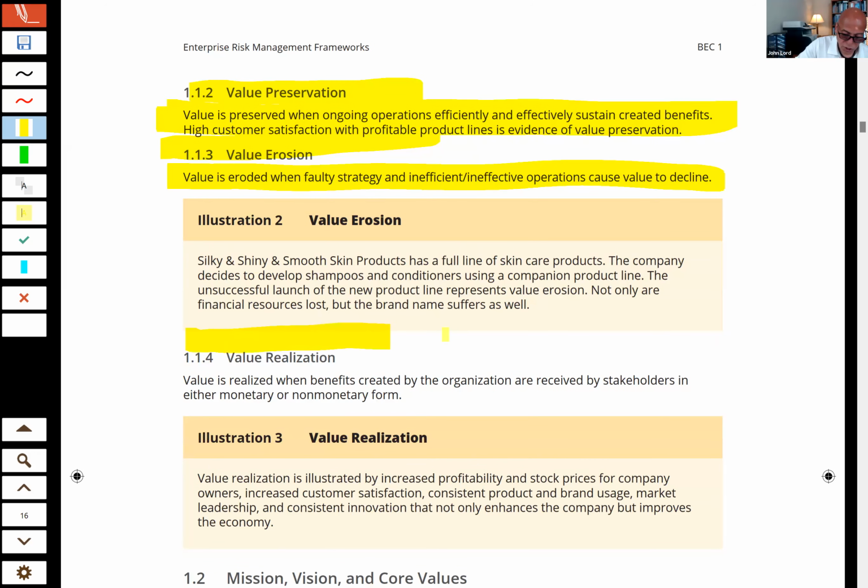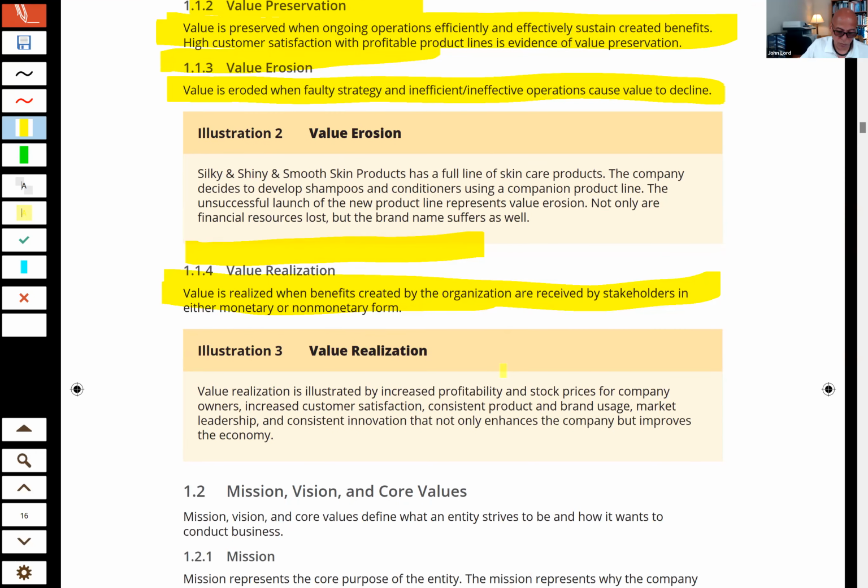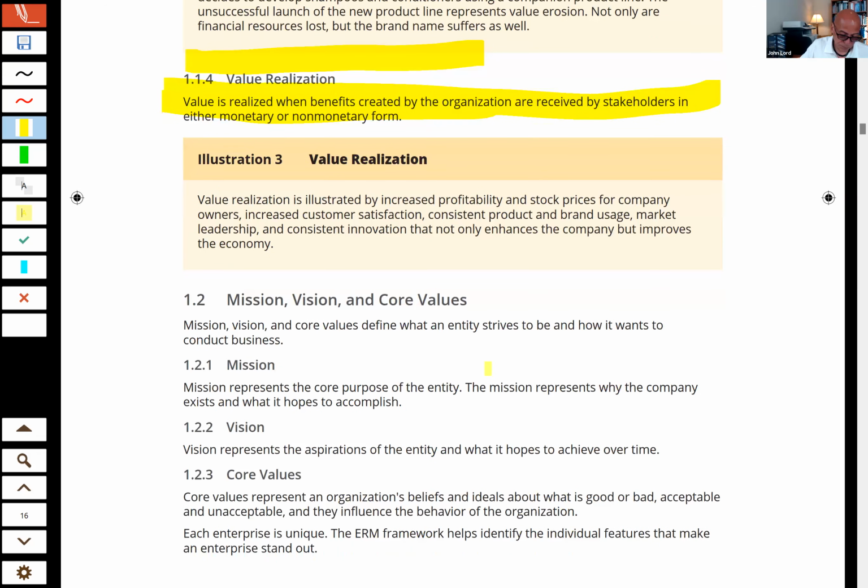Value realization: value is realized when the benefits created by the organization are received by stakeholders, either in monetary increases in stock value and whatnot, or non-monetary, again, if we're not for profit or a government entity, those that are receiving the benefits associated with whatever that activity is.